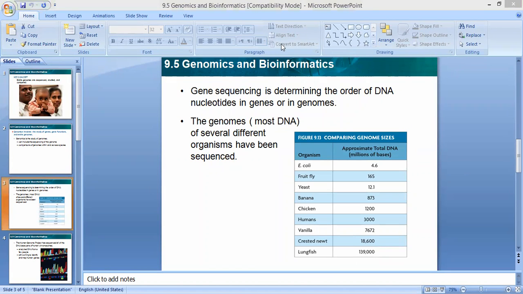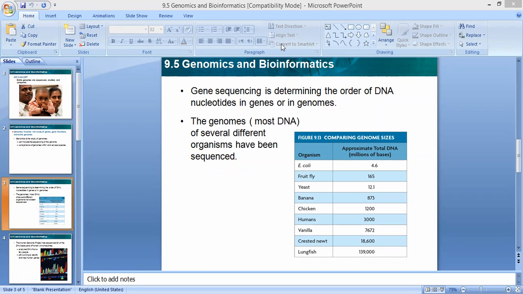Genome, when you hear this word, genome means most of the DNA. And they found here that, for example, the genome of different species is different. I have E. coli, a type of bacteria, with 4.6 million bases. Imagine, the genome is the sequence of the bases, which are the nucleotides. So E. coli has 4.6 million bases. If you compare it to humans, humans have 3,000 million bases.